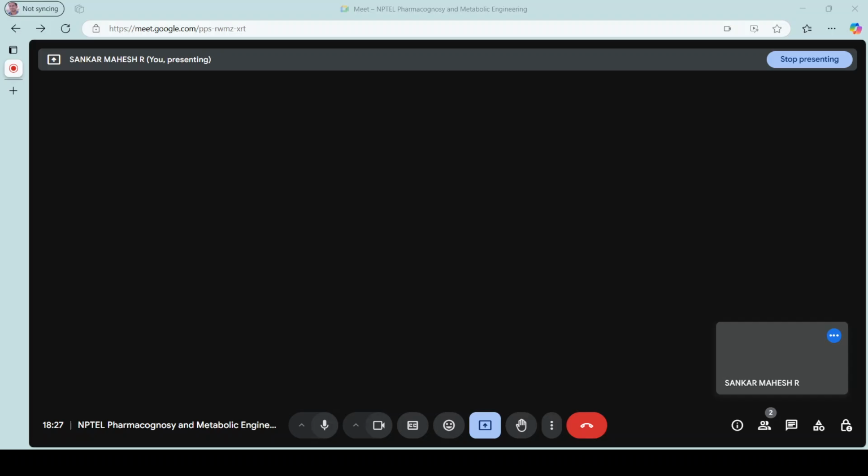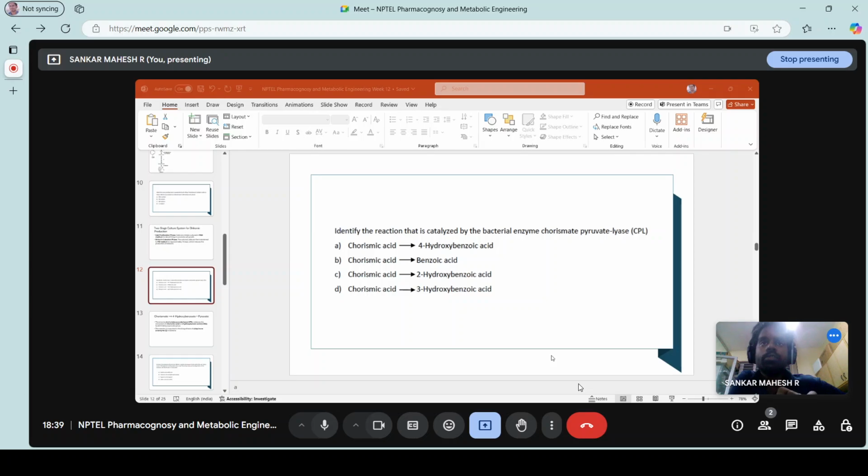Right. The next question is, identify the reaction that is catalyzed by the bacterial enzyme chorismate pyruvate lyase. And four options are given here. Chorismic acid gets converted to 4-hydroxybenzoic acid. Chorismic acid gets converted to benzoic acid. Chorismic acid gets converted to 2-hydroxybenzoic acid. And chorismic acid gets converted to 3-hydroxybenzoic acid. You can take a couple of minutes to think about this question. We'll look at the right answer next.